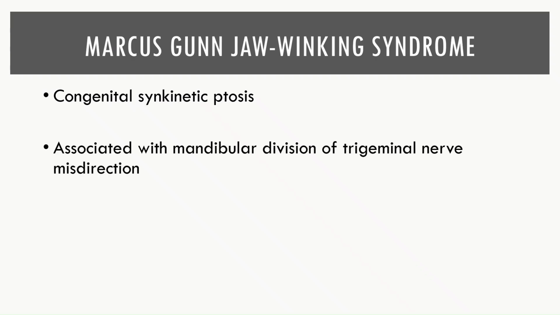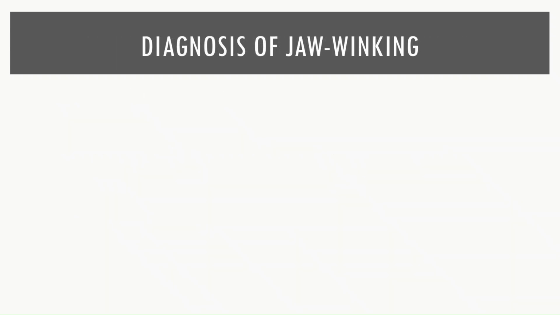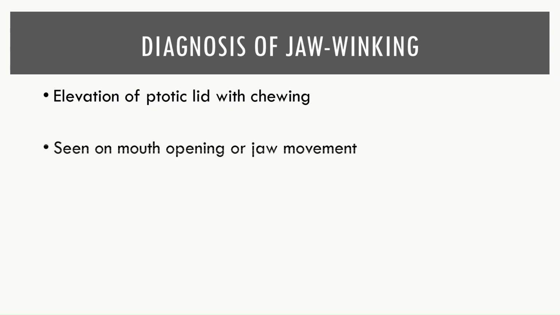Marcus Gunn jaw winking syndrome or congenital synkinetic ptosis is due to aberrant innervation between the levator muscle and muscles of mastication. The lid elevates with jaw movement. The diagnosis is clinical and becomes obvious when the patient chews or opens the mouth. It is usually unilateral.